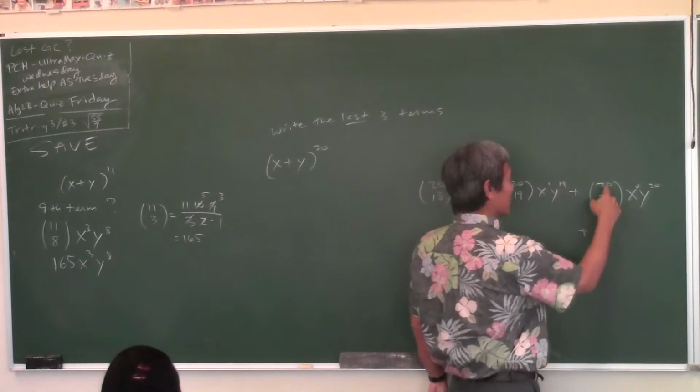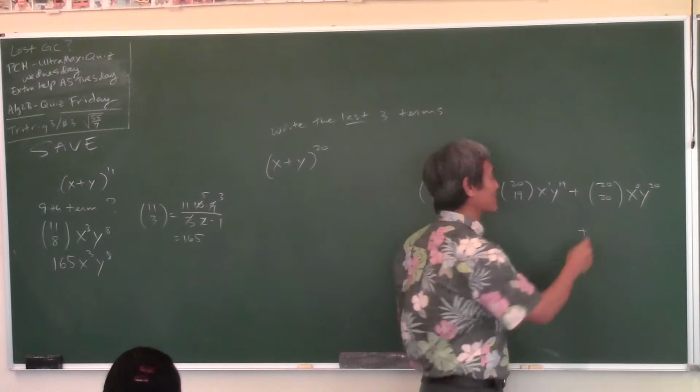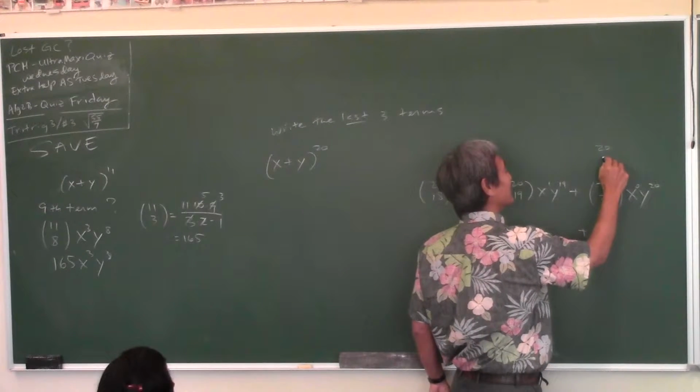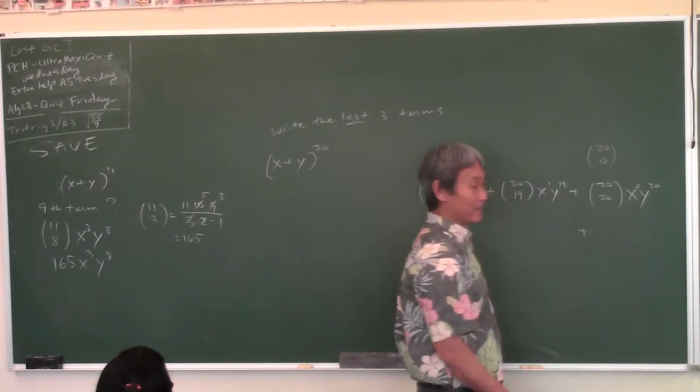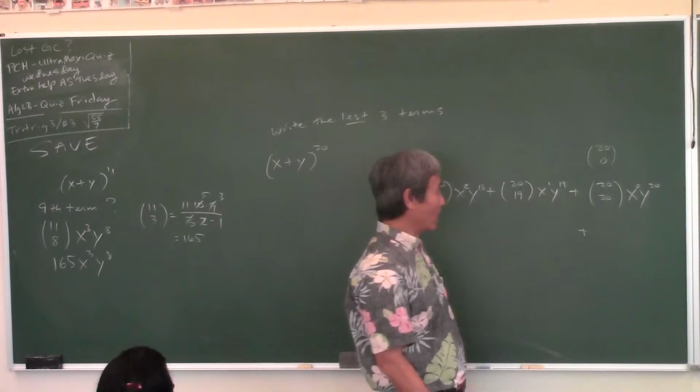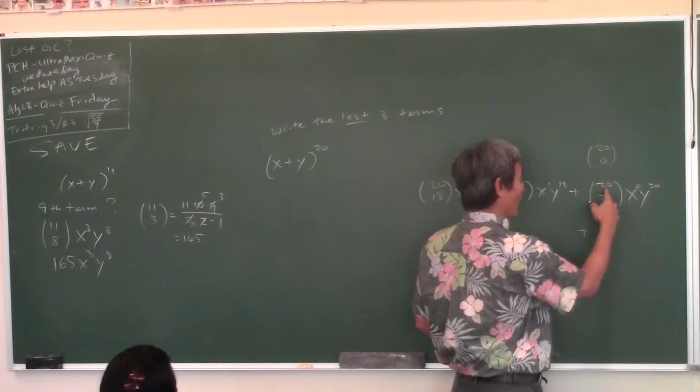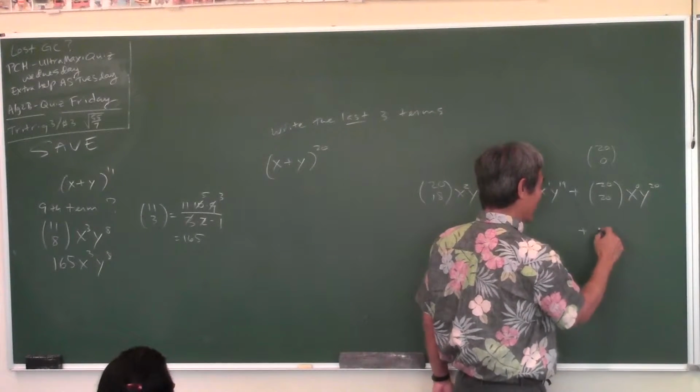Okay, let's start with this one. 20 choose 20 is the same thing as 20 choose what? 0, thank you. And anything choose 0 is 1, so what is this? What is 1 times y to the 20?